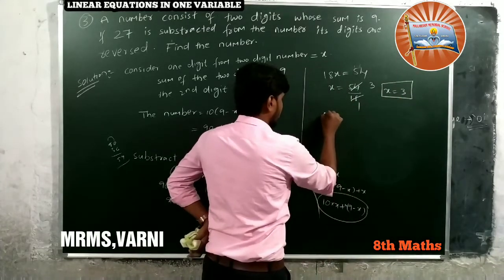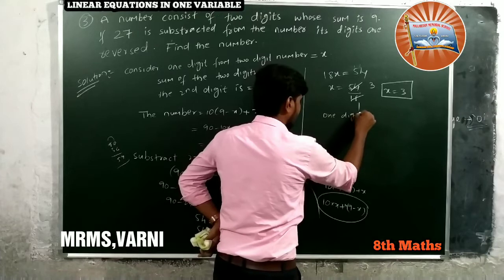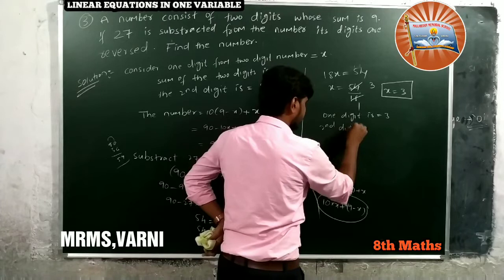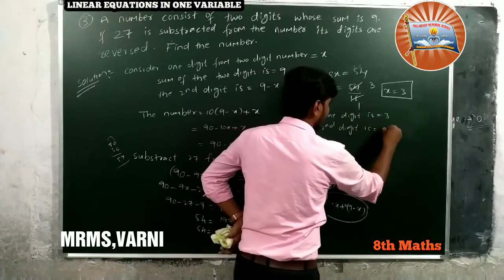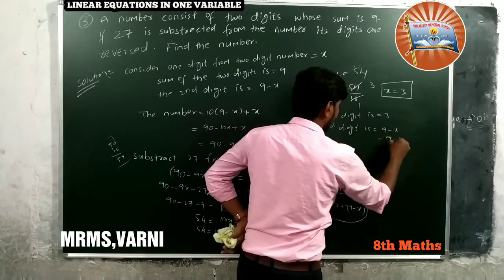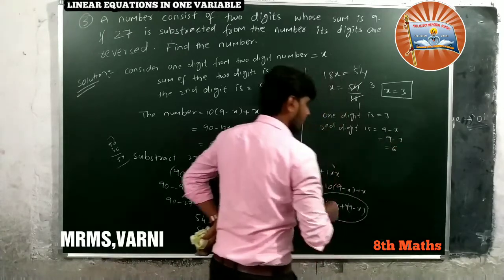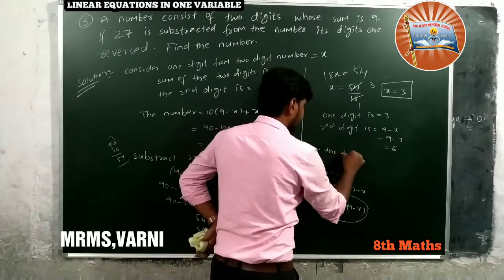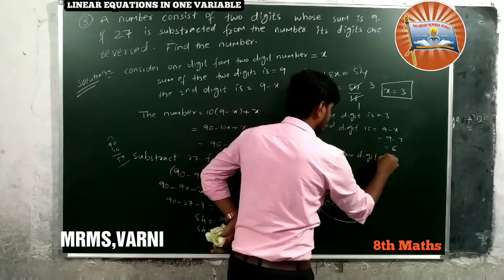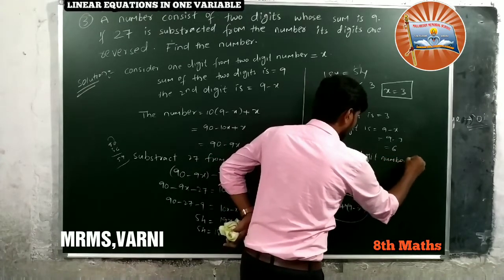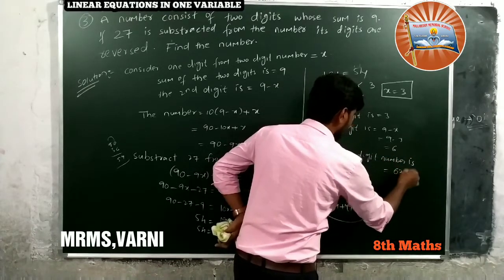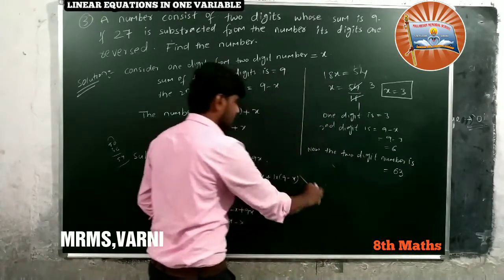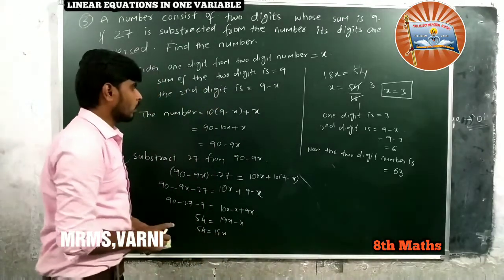Now one digit is 3. Now the second digit is 9 minus x, that we got 9 minus 3 is 6. Now what is the number? The two-digit number is 63. That is our required answer. Right. I hope you understand.